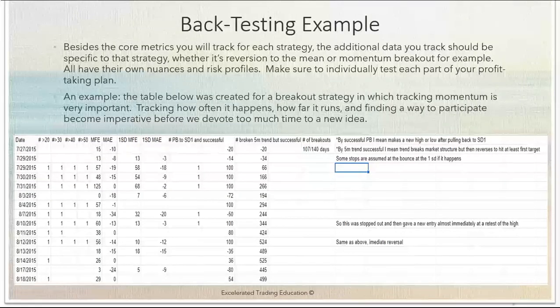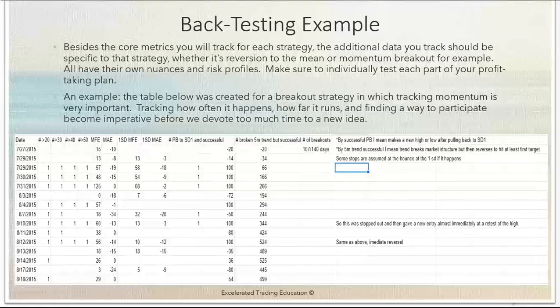All right, so backtesting example. Besides the core metrics you will track for each strategy, the additional data you track should be specific to that strategy, whether it's reversion to the mean or momentum breakout, for example. All have their own nuances and risk profiles. Make sure to individually test each part of your profit-taking plan.